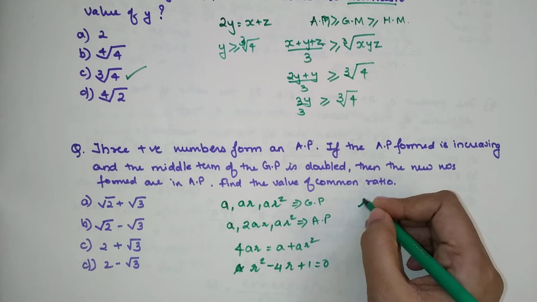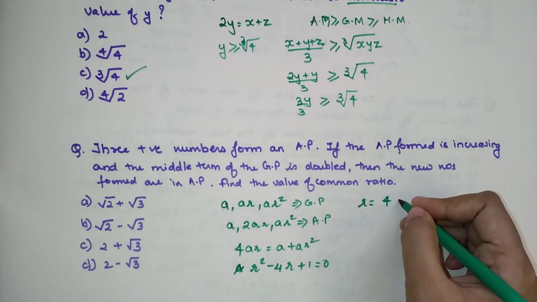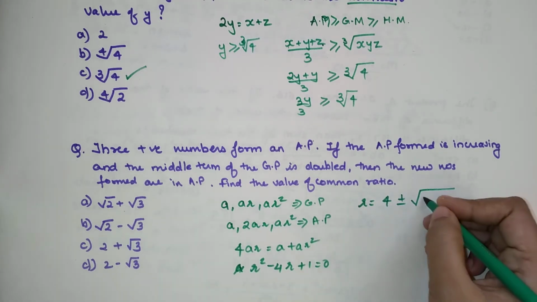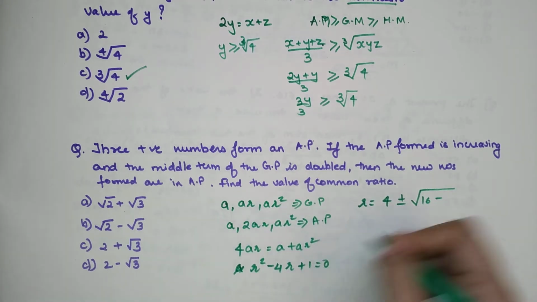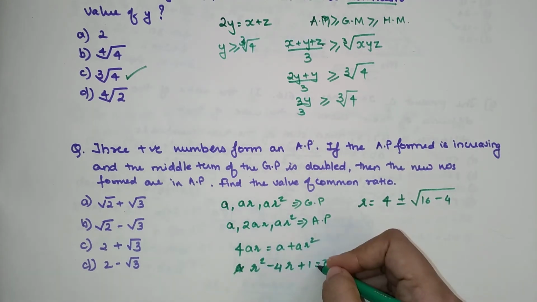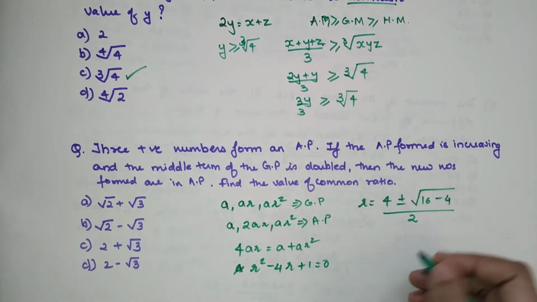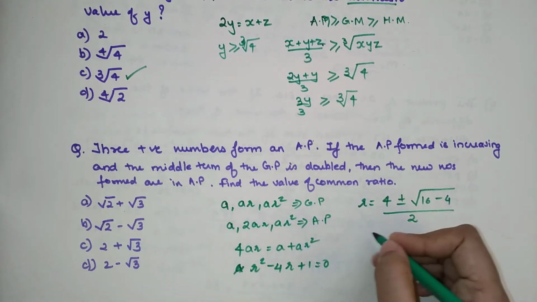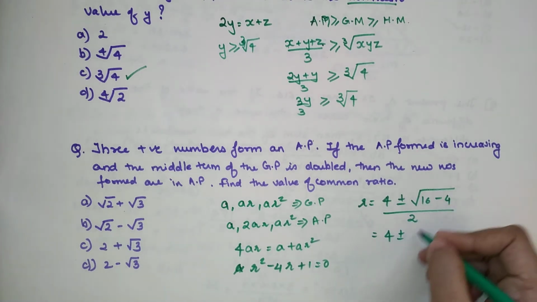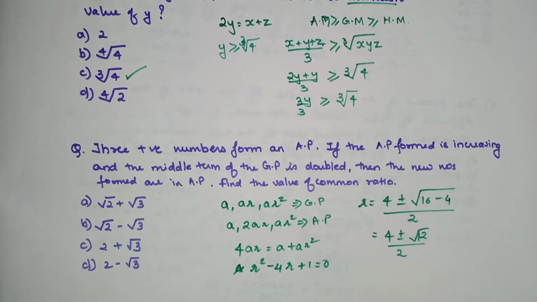So now r is equals to minus b. So minus of minus 4 is plus 4 plus minus root of b square, that is 16, minus 4 into 1, into a into c, which is 1 and 1. So it's just 4 upon 2 into a, which was 1. So that gets you 4 plus minus root of 12 upon 2.